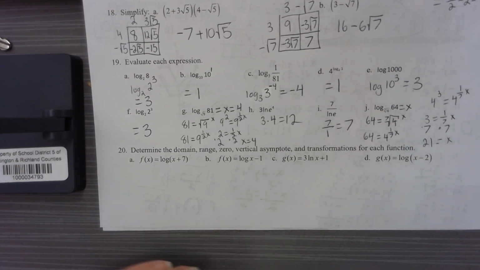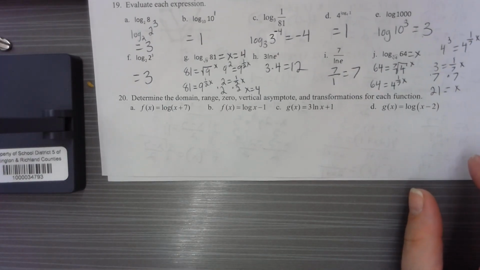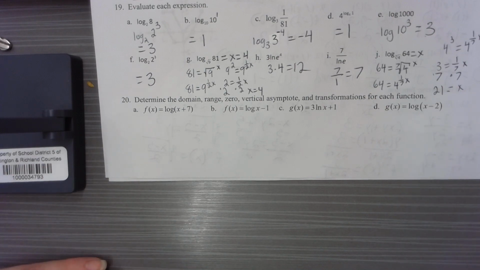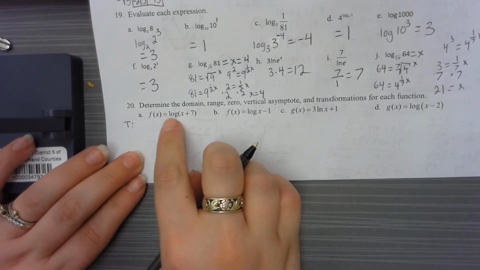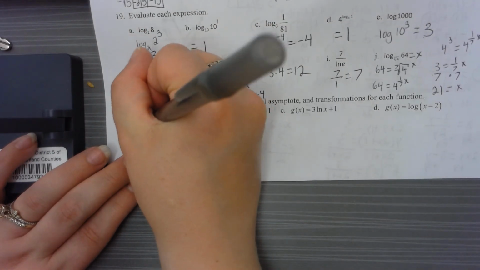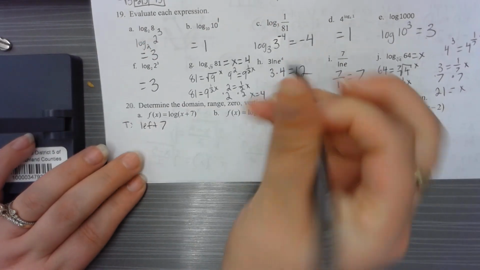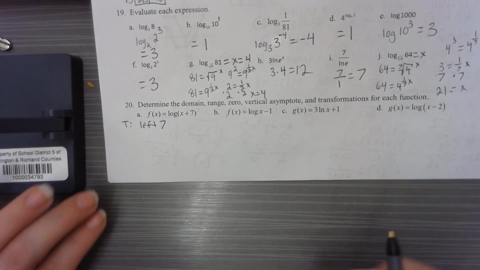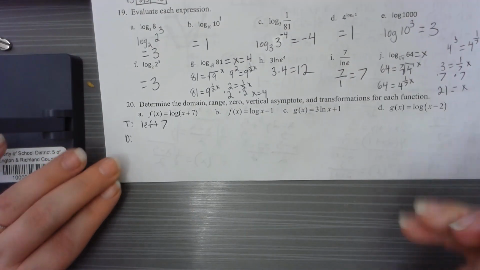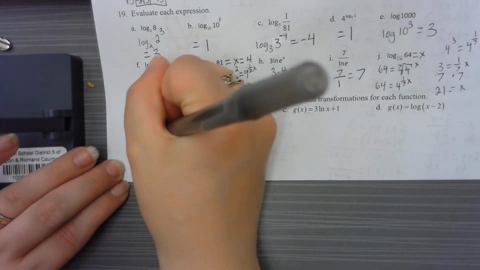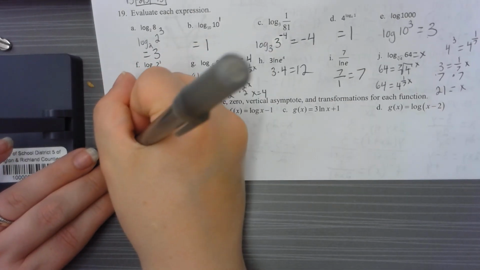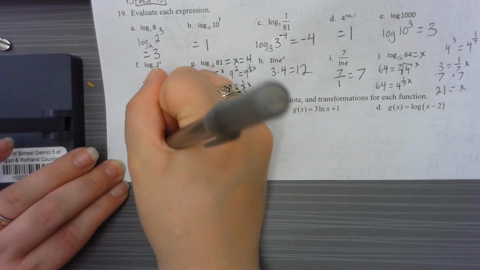Next section. Okay, so determine the domain, range, zeros, vertical asymptotes, and transformations. So I'm actually going to start with the transformations. This is log base 10, and it's moving to the left 7. And so what that means for the domain starts at 0 to infinity. So because I'm moving to the left 7, the domain moves to the left 7. The range is always going to be negative infinity to infinity.